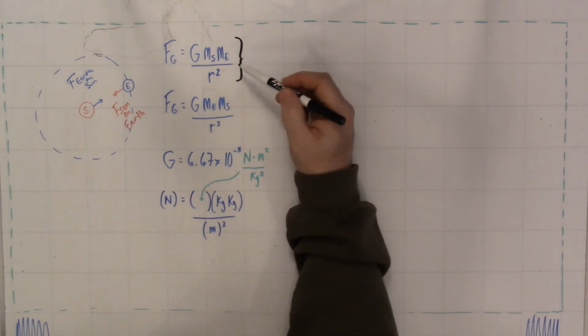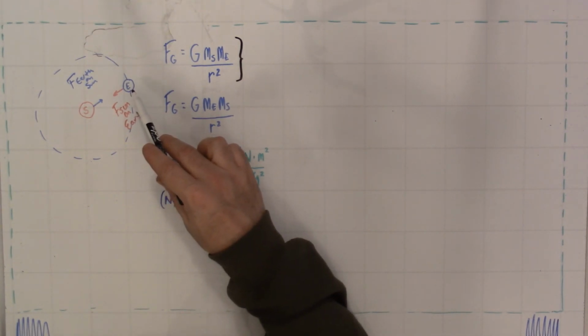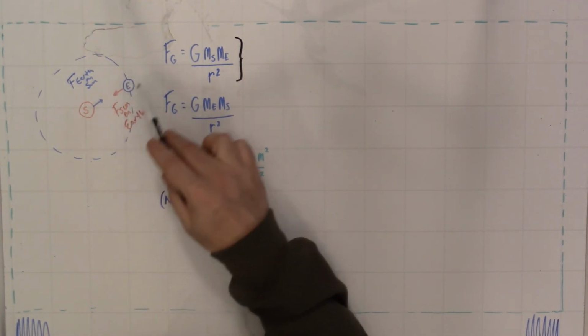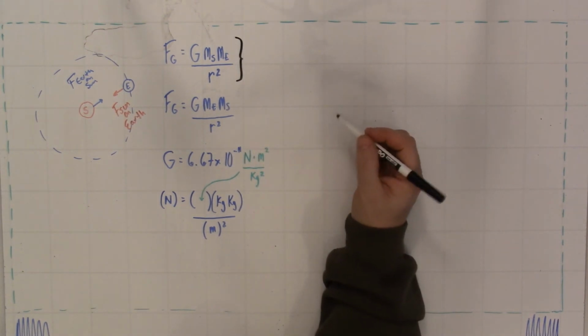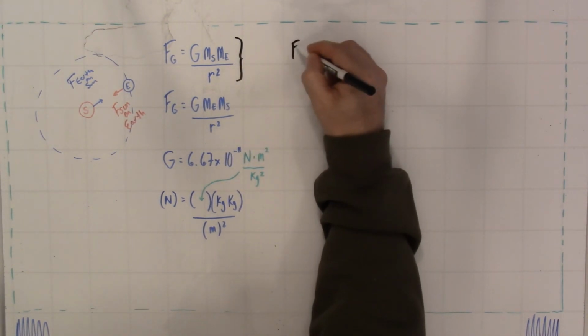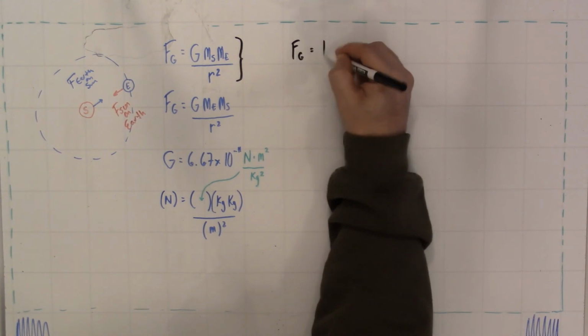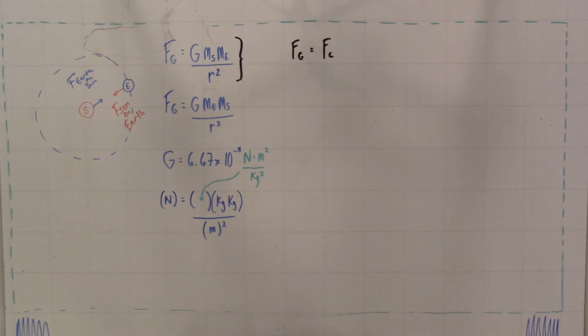And so, if the Earth is in circular motion, is this gravitational force that we see here also the centripetal force? And it turns out it is. So I'm going to set this gravitational force equal to the centripetal force.